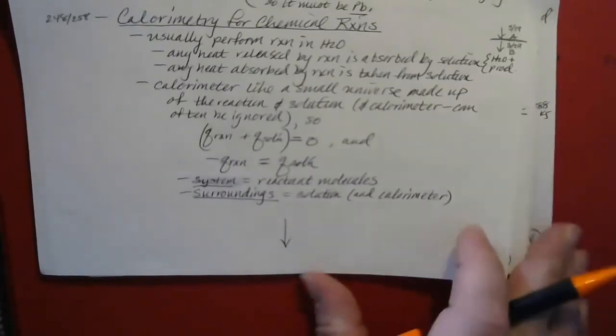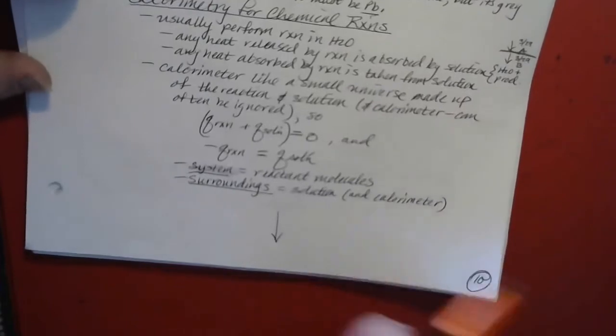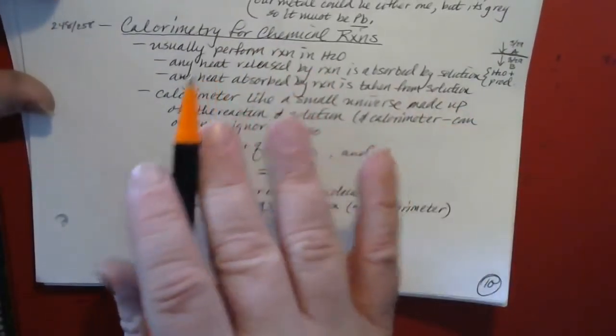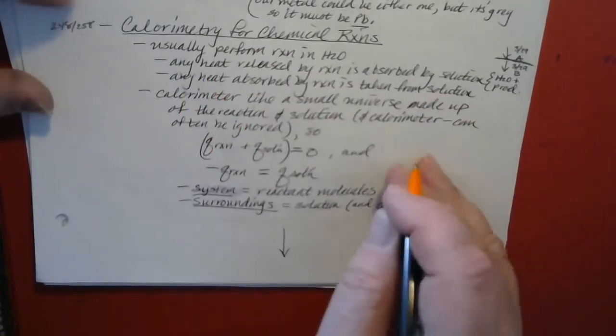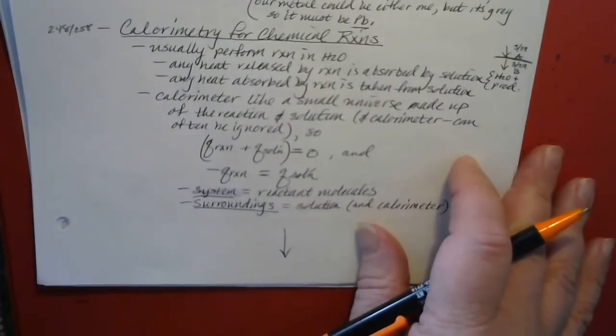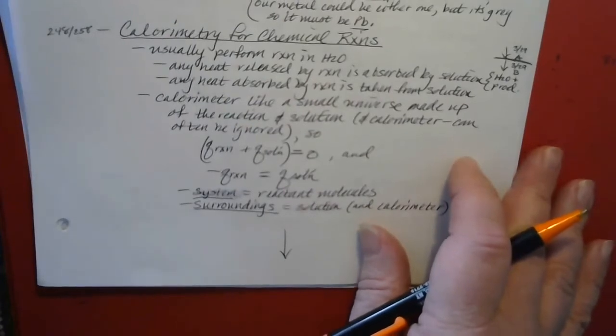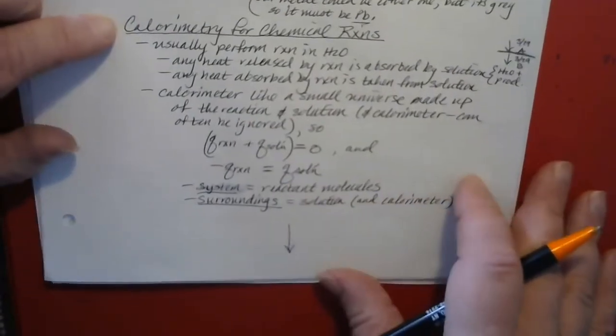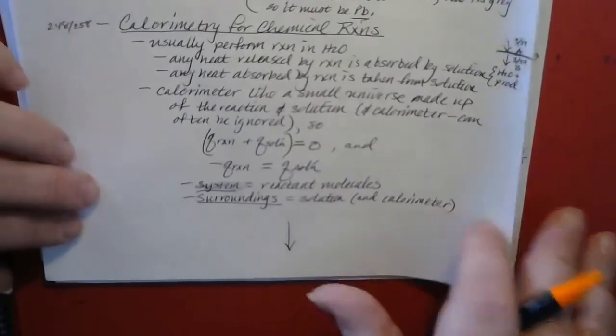All right, back for part B now. Before, we were doing calorimetry for physical processes, like putting a hot piece of metal into cold water, which is just a transfer of heat, not a chemical reaction. So that's just a physical process. But now we're going to look at calorimetry for chemical reactions.